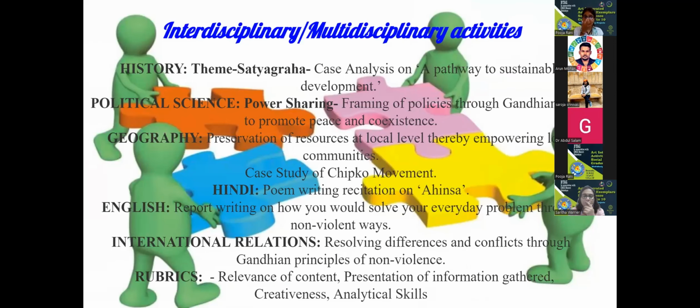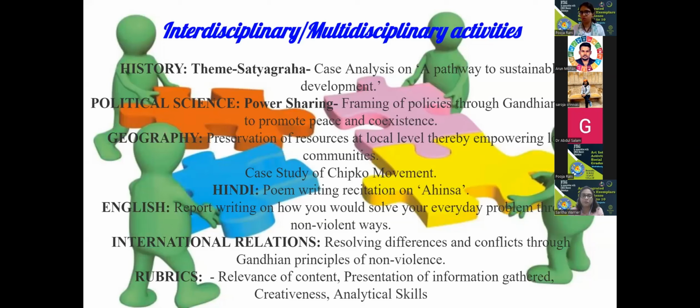So how can we relate this chapter with the multidisciplinary, or it can be interdisciplinary. History, theme Satyagraha, we can relate with the history. A case analysis on a pathway to sustainable development we can take. They can do a research work, or it can be in a PPT form. The mode can be identified by the teacher as per the student requirement. Political science, power sharing. So framing of policies through Gandhian values to promote peace and coexistence.